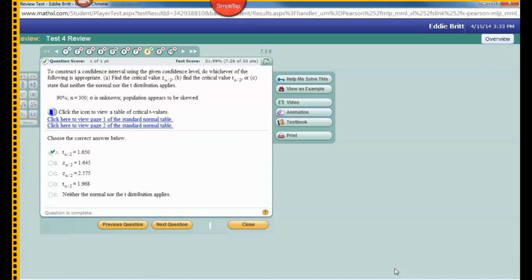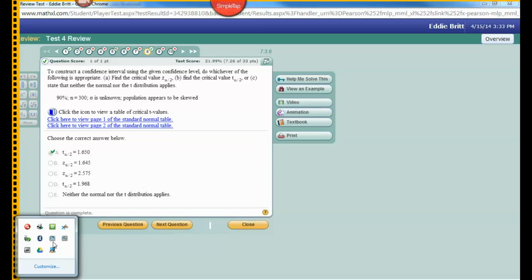Right, here is problem number 8. It says construct a confidence interval using the given confidence level. Do whichever of the following is appropriate: A, find the critical value z sub alpha over 2, or B, find the critical value t sub alpha over 2, or C, state that neither the normal nor t distribution applies.